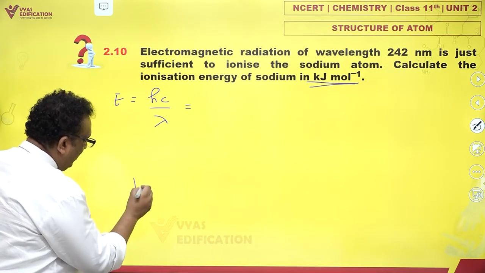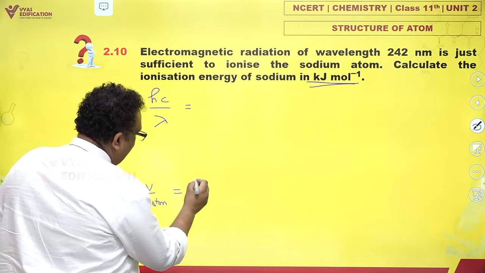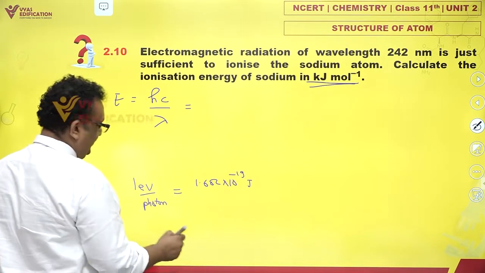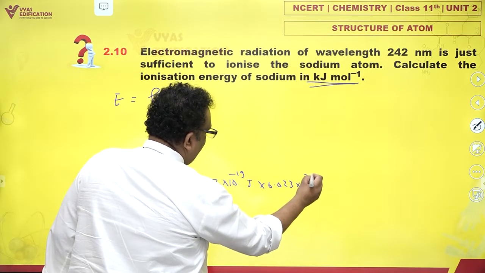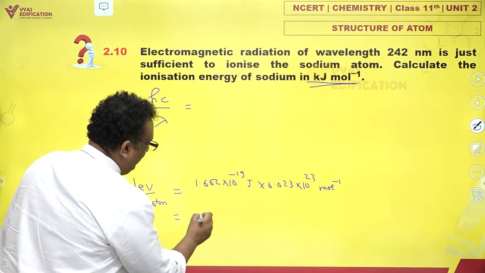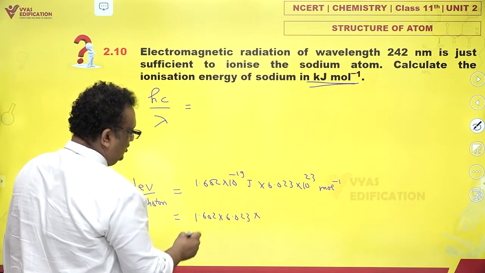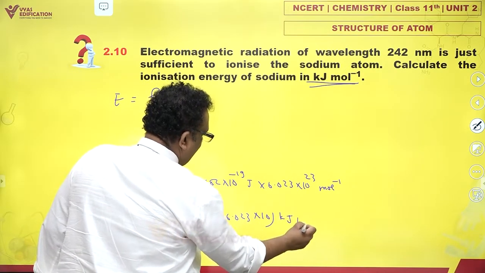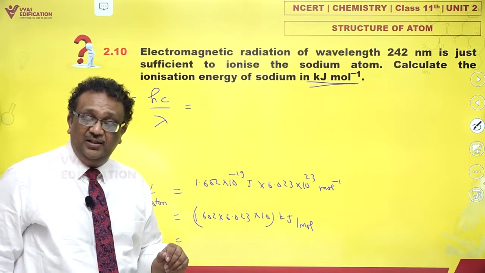That is, 1 electron volt per photon is 1.602 into 10 raised to minus 19 joules into 6.023 into 10 raised to 23 per mole. This is 1.602 into 6.023 into 10, kilojoules per mole. So 1 electron volt per photon can be converted like this also.